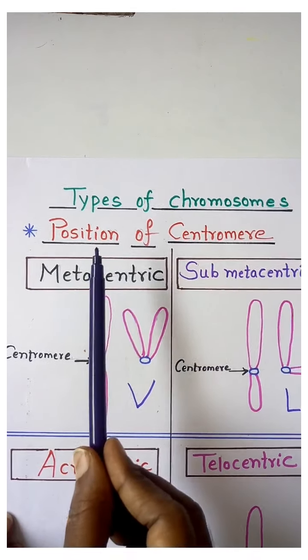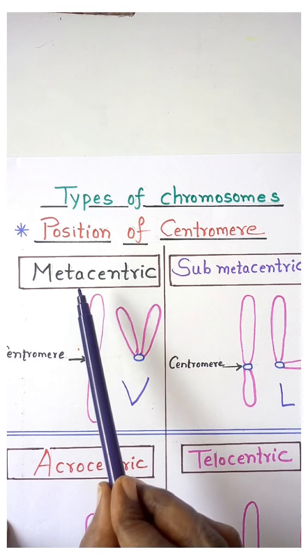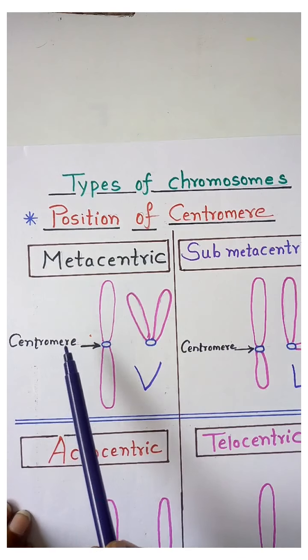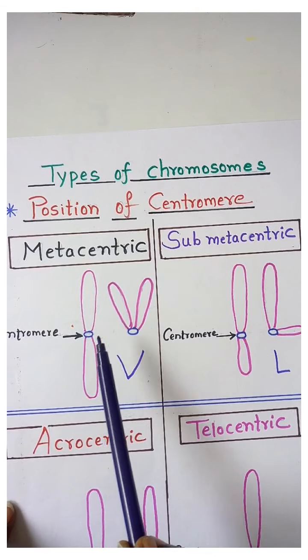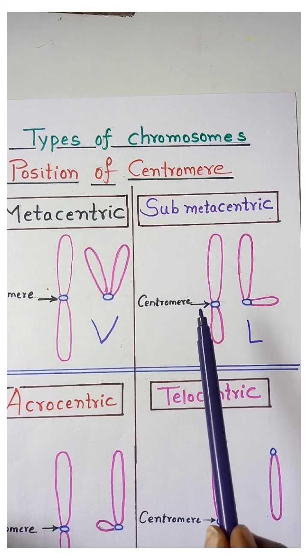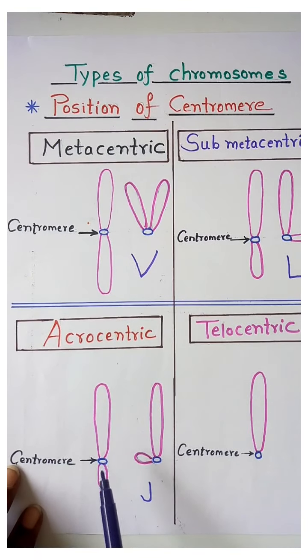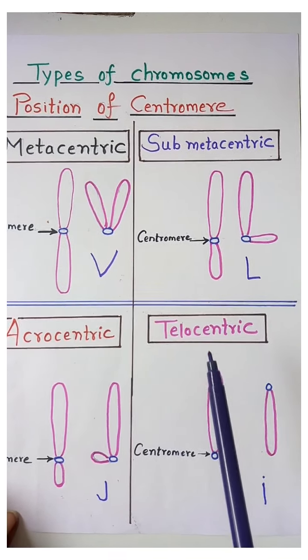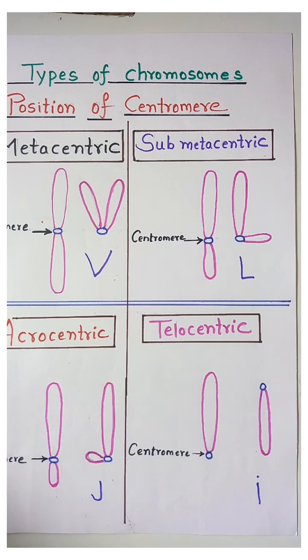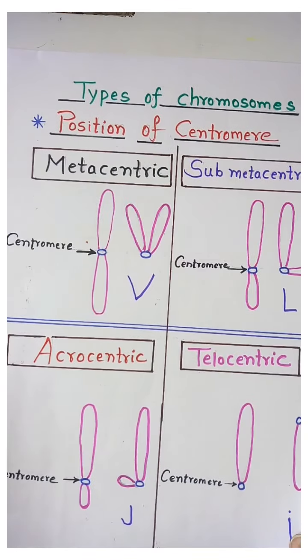So on the basis of position of centromere, the four types of chromosomes are metacentric, in which the centromere is present exactly in the center; submetacentric, in which the centromere is present just below the center; acrocentric, in which the centromere is present towards the end of the chromosome; and telocentric, in which the centromere is present at the end of the chromosome. So these are the different types of chromosomes.